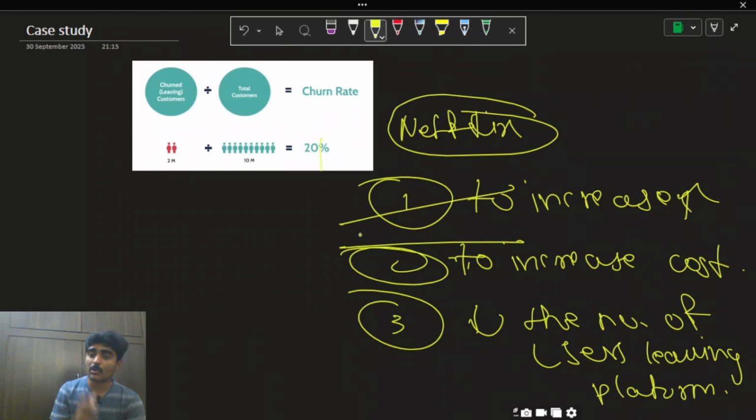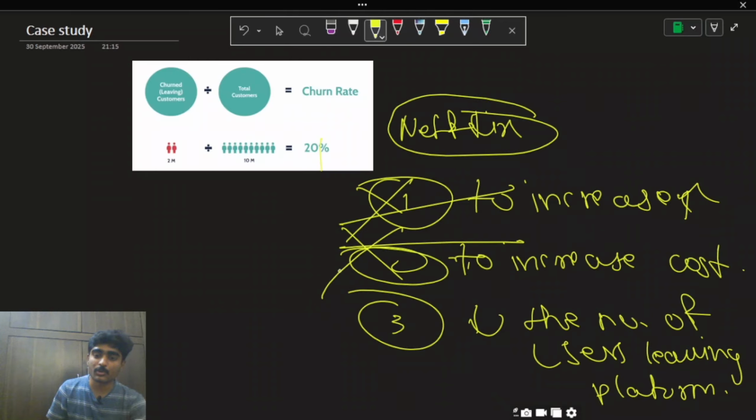Now when you increase the cost of the subscription, more numbers will be leaving the platform. Your revenue may be increased in the short term, but when you consider this as a long term solution, it definitely fails. So these two solutions are not immediate solutions to this business problem.